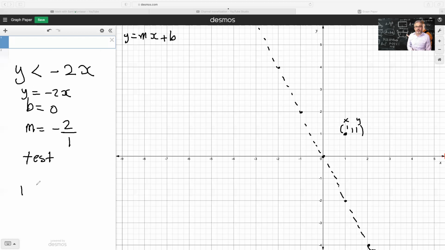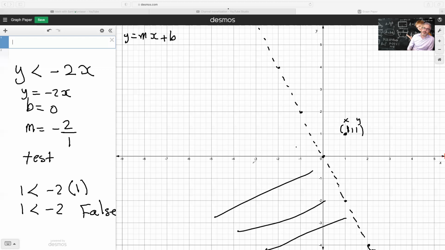I'm going to substitute it into this equation right here. So y is 1, is less than negative 2, and then x is 1 as well. So I get 1 is less than negative 2 times 1, which gives me negative 2. Now, is this true? Is 1 less than negative 2? No, that's false. You don't shade where that point is. If it's true, then you shade where the testing point is. But if it's false, you shade on the other side. So the testing point is above the line, which means you have to shade below the line right here.